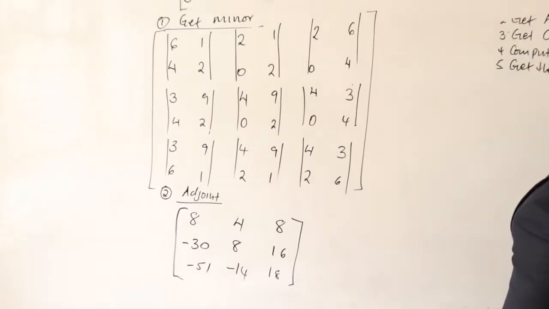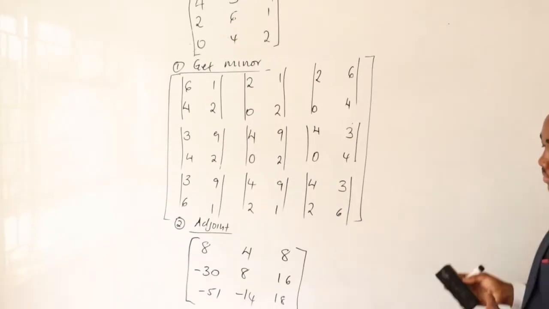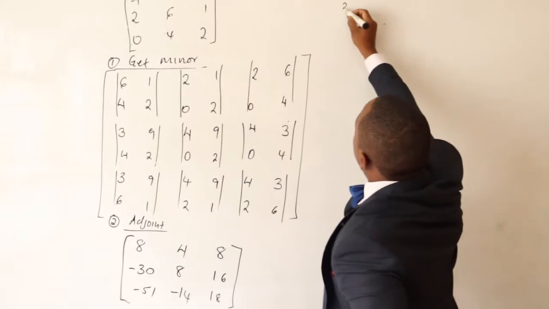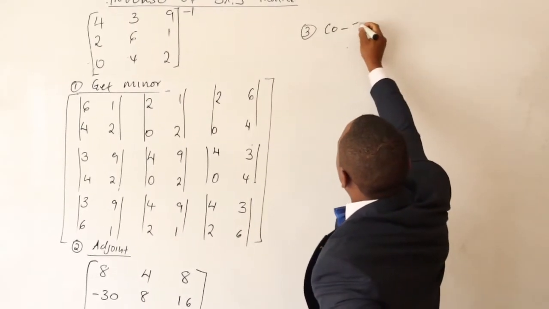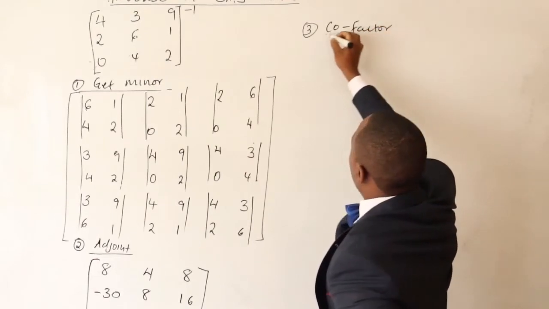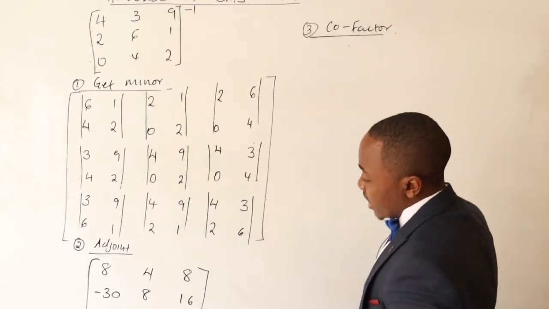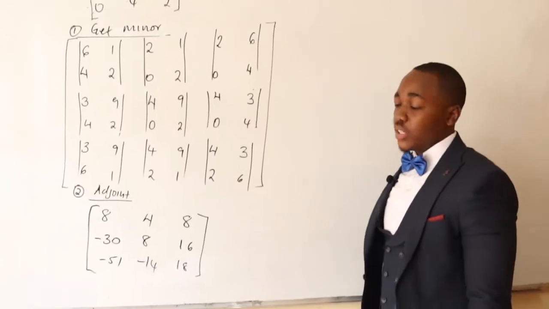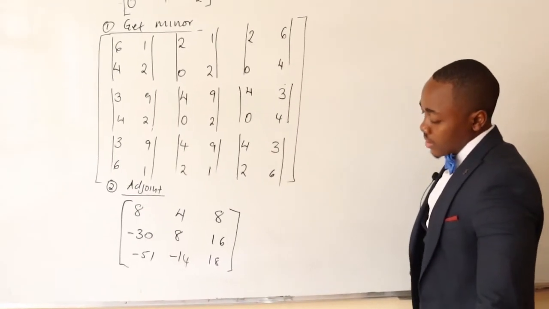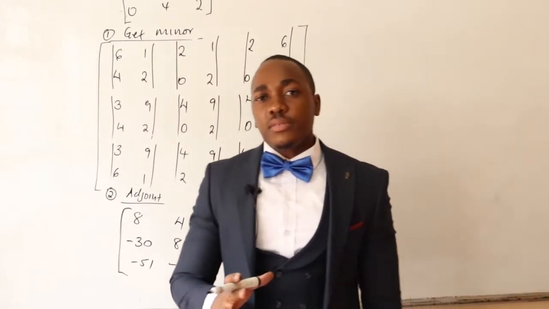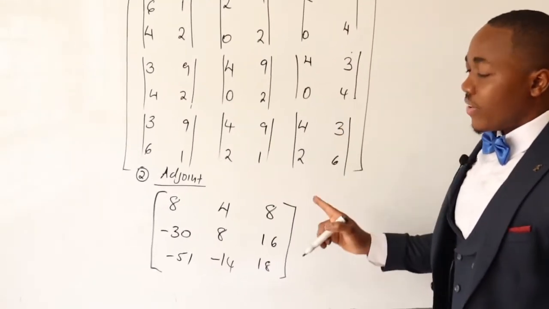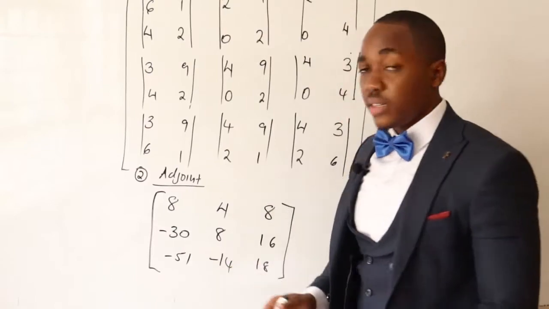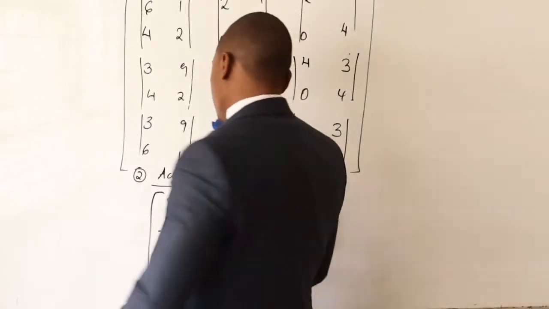We go now to step number 3. After you get the adjoint, now you can get what we call the cofactor. How do we compute the cofactor? Let's go back to the adjoint. To get the cofactor, use the adjoint. This is what you do. The first element, you give it a positive, and the next one negative. Positive, negative.